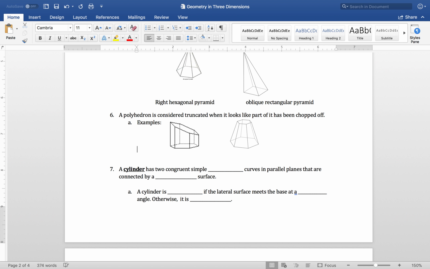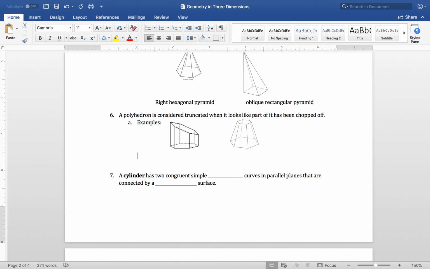So these guys, instead of using the word right and oblique, I'm going to use the word truncated. So I would call this a truncated. It has 6 sides, so it's a hexagonal, and this one is a prism. My other one is truncated, and it also has 6 sides, so hexagonal, and this one is a pyramid.